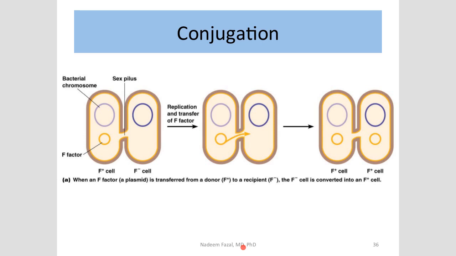Okay? Now remember, as I said, one of the mechanisms that may happen is that this one decides to make a copy of it, right? And keeps one for itself and passes on the copy. So we'll end up with two F positive. So technically, in microbiological terms, we'll have two males. Make sense?